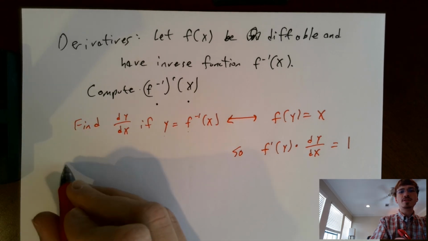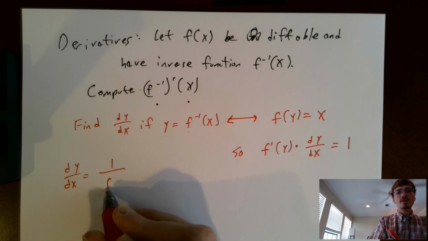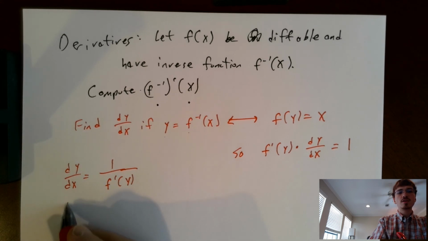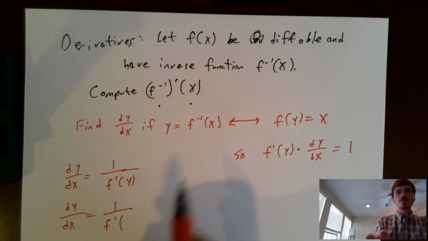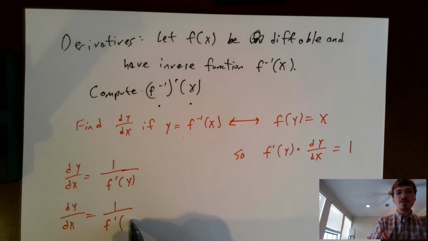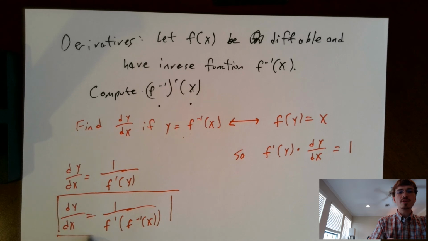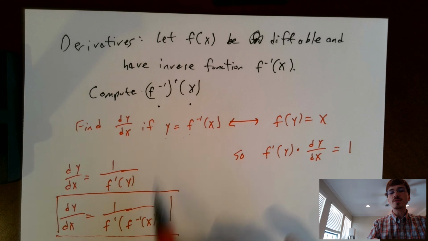So what does that mean? That means that dy dx is equal to 1 divided by f prime of y. But we have a y in here. That's no fun. Really what we have is that dy dx is equal to 1 divided by f prime of, what's y equal to? Y is f inverse of x, yeah? So it's the derivative of f evaluated at f inverse of x. Yeah? And here is the formula that will always work, but the method behind the formula I think is even more important. How we derive this formula is more important.